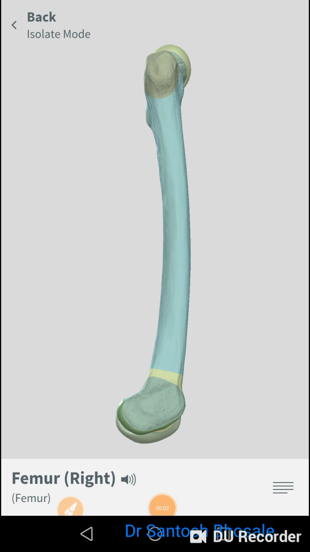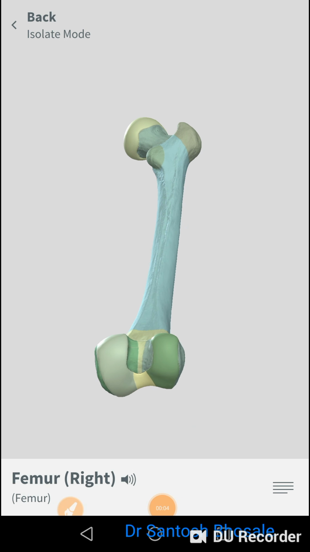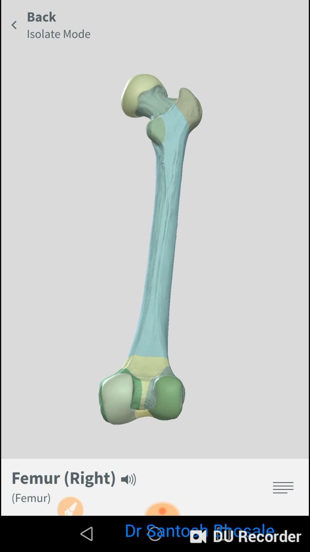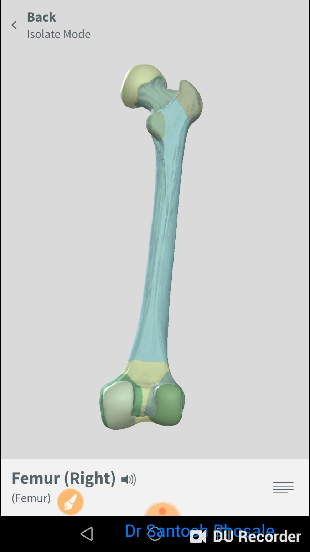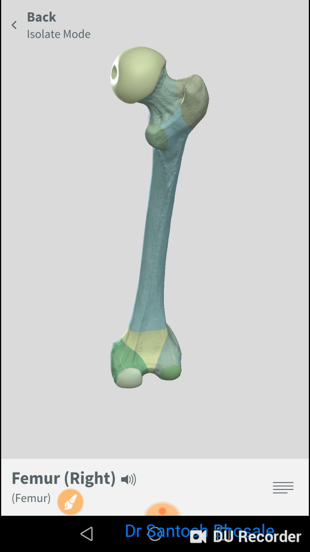Now coming to the intercondylar fossa or notch, you can see it is limited anteriorly by the patellar articular surface here, whereas posteriorly by the intercondylar line which separates the notch from the popliteal surface. You can see this is the intercondylar line which separates it from the popliteal surface.